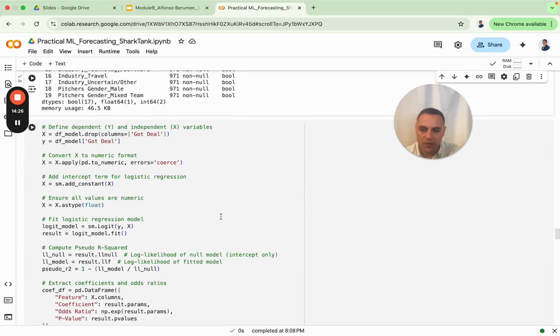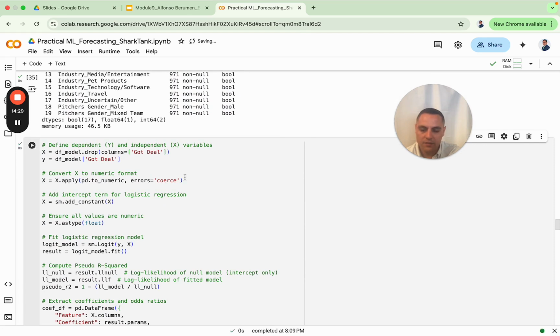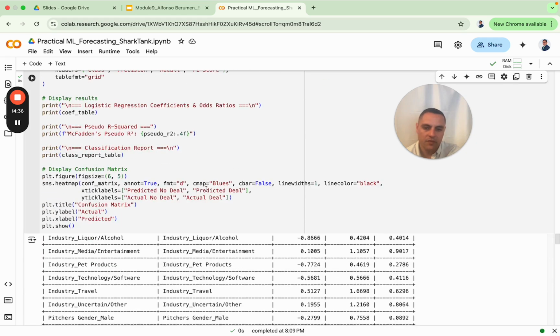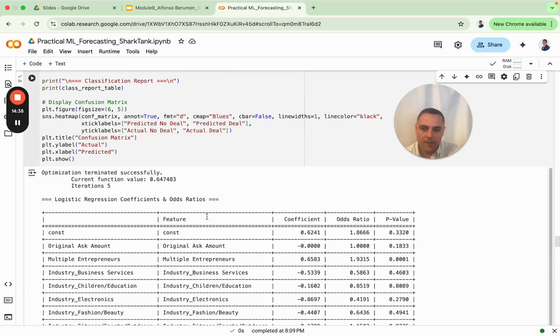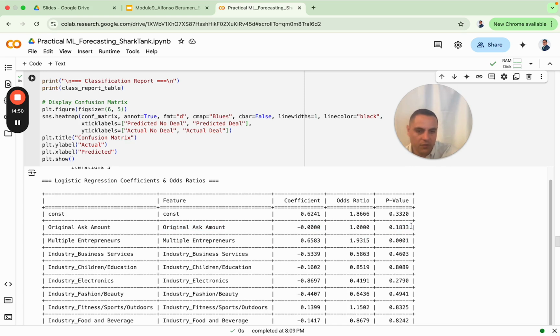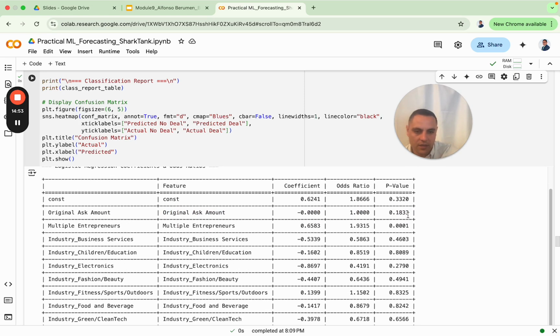So let's go ahead and run that, and there's a lot of output here, and I'll explain what all this means. So you can actually see here, I look at the original ask amount in predicting got deal. It actually doesn't have much meaning here, right? The p-value is not less than 0.05. You can see that odds ratio as well, but there's not really much meaning for the original ask amount.